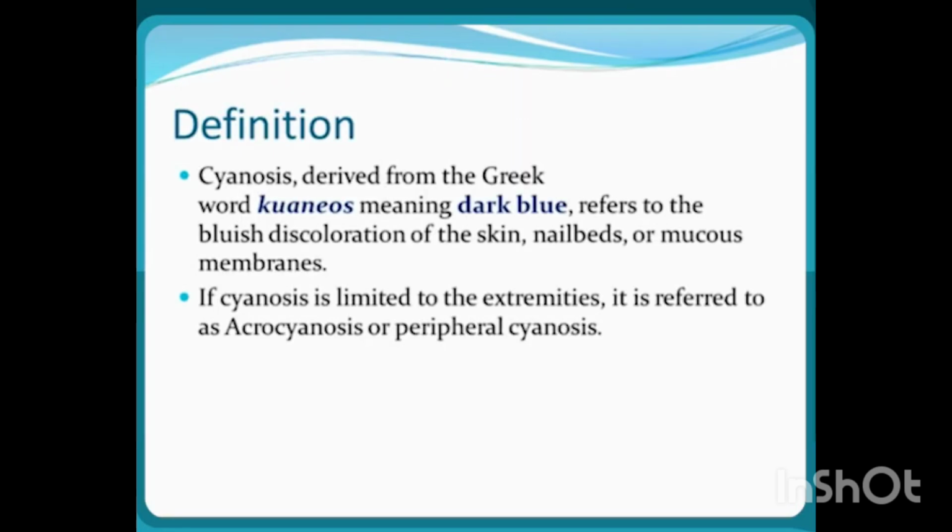So let's discuss the definition. What is the definition of cyanosis? The word cyanosis came from the Greek, meaning dark blue. It is a bluish discoloration of the skin, nail bed, or mucous membranes. If the cyanosis is limited to the extremities, it is known as peripheral cyanosis or acrocyanosis. This is very common during the neonatal period.